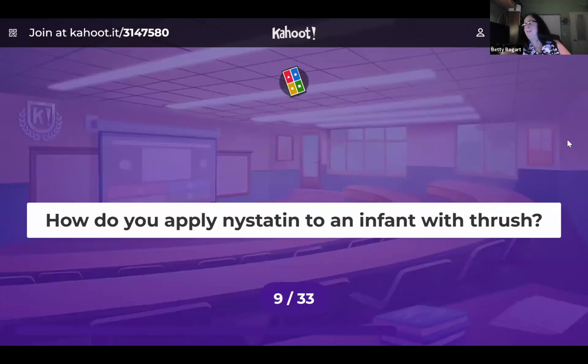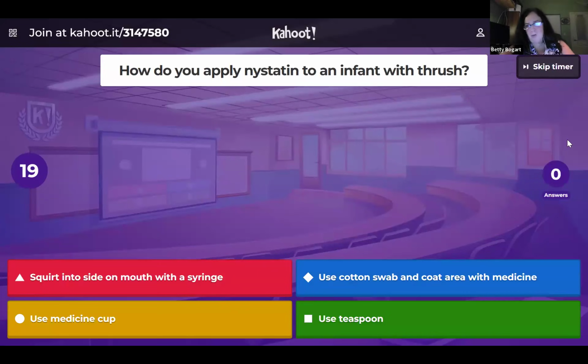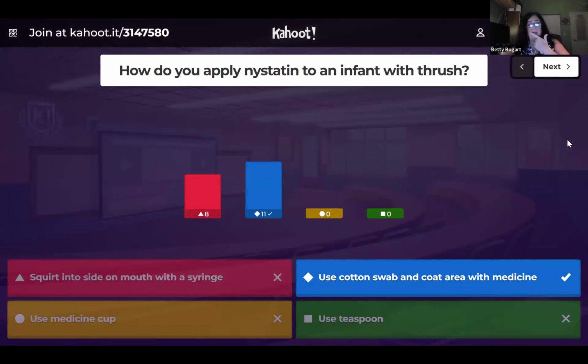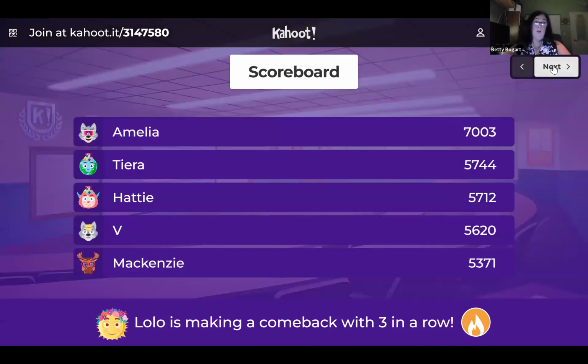How do you apply nystatin to an infant with thrush? I throw some of next week's stuff in here just to start thinking there are differences between adults and children. They're not little adults. Nystatin is used for that white stuff on the tongue, that thrush that they get, right? And it is an infection. It needs to be treated. Now, nystatin on an adult, you swish and swallow or swish and spit, whatever they want, right? An infant doesn't know how to do that. So you just take a cotton swab, dip it in the medicine, and wipe it on the tongue. That's all you do. Differences, adults, children.